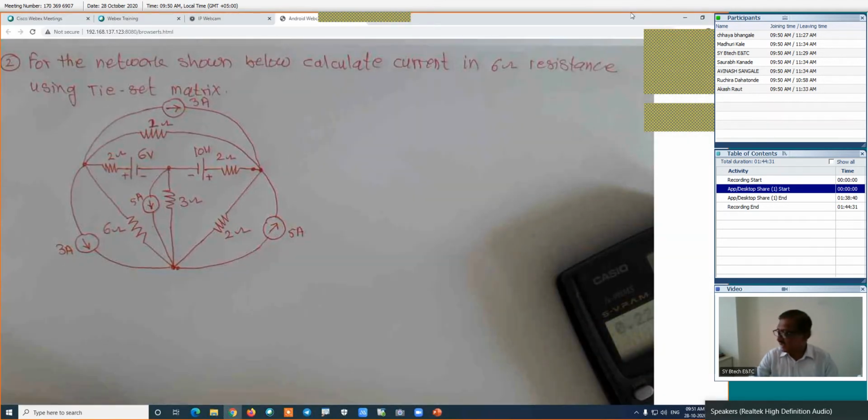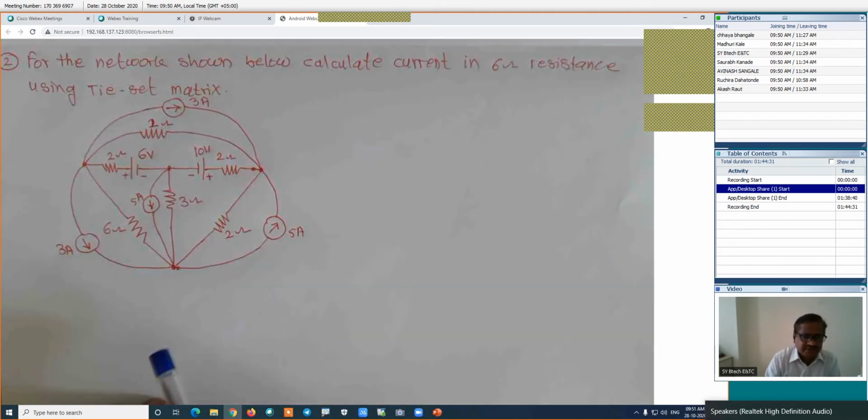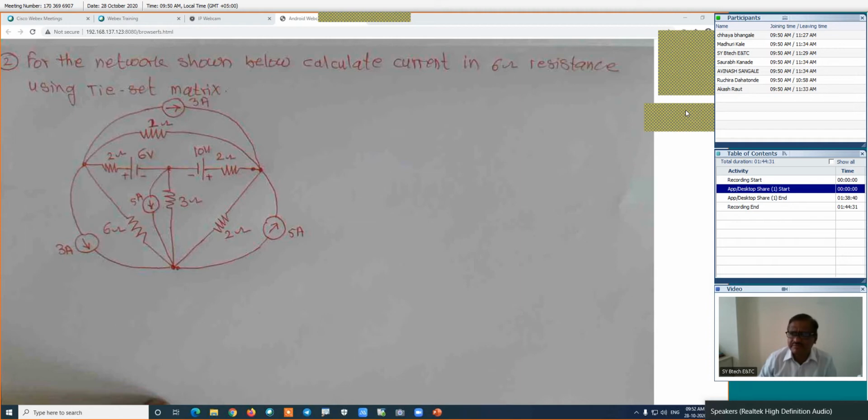Now, in this case, we are interested in the calculation of the current using the Tieset matrix method for this given network. Is it right? It doesn't matter how complicated the network is. What matters is that if you are aware of matrix multiplication, the things are not complicated.